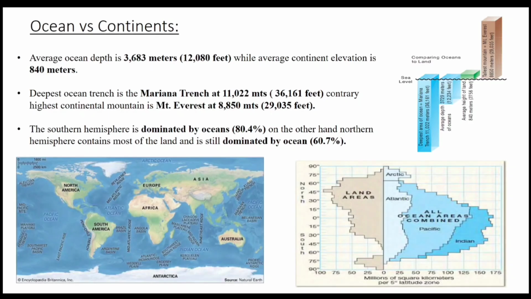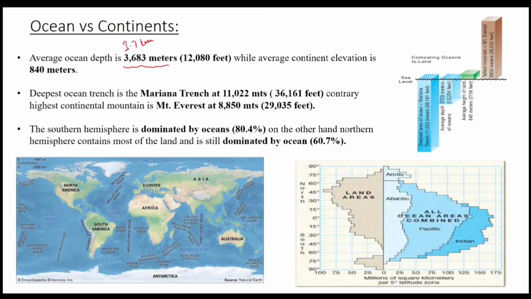Okay, now ocean versus continents. Very important thing. A lot of questions you can expect from this slide, so listen to me very carefully. We are comparing ocean and continents. What type of things are we going to compare? Obviously the depths and the heights. The average ocean depth is around 3.6 kilometers. Let's take it to be 3.6 kilometers. If you're not good at remembering, better to write 3.7 kilometers, because it is more towards 3.7, not 3.6.